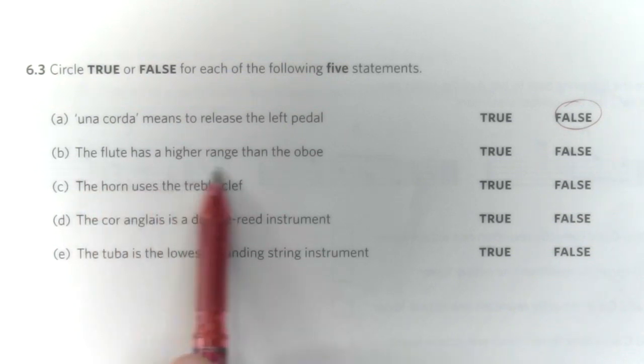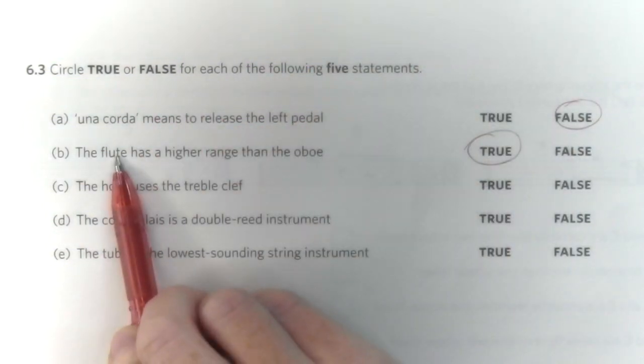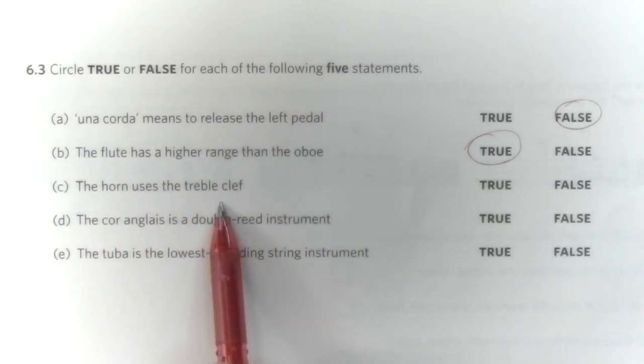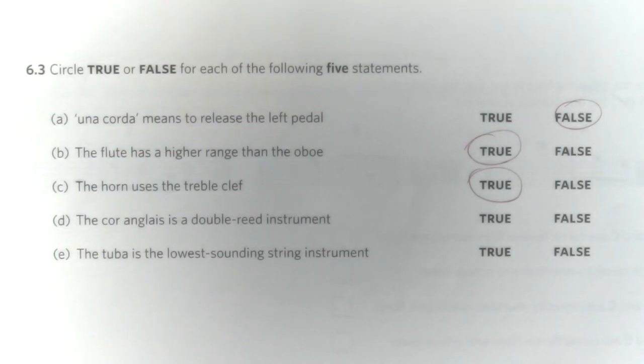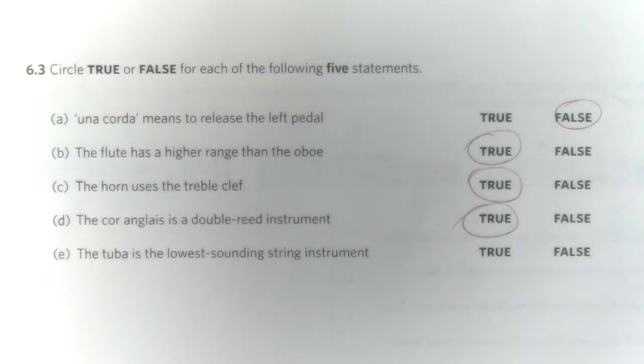The flute has a higher range than the oboe. Well, yes, because the flute is the highest instrument. Well, there is the piccolo as well, but flute in an orchestra is really among the highest. The horn uses the treble clef. Yes! Transposed a 5th. The cor anglais is a double reed instrument. This is true. How can I answer this? Knowledge, guys. You just need to remember it. The tuba is the lowest sounding string instrument. And this is false. We have the bass tuba. It's even lower. Very, very low.